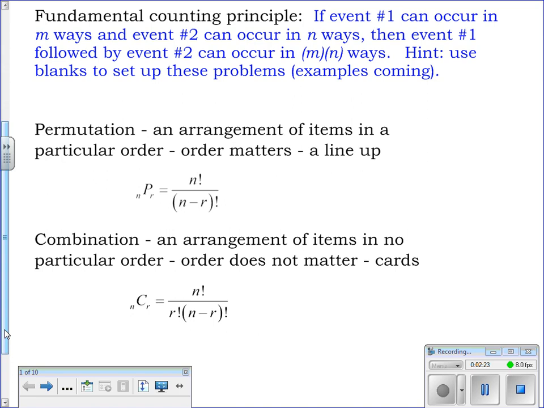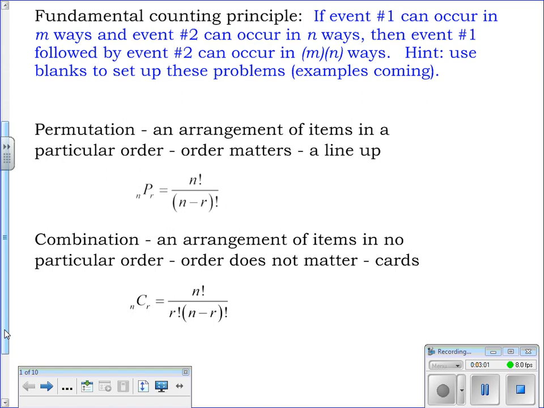A permutation is how many ways you can arrange items in a particular order. In a permutation, order matters. The order in which they appear makes a difference. So if I'm pulling letters out of a bag and I have the letters C-A-T, well, I can spell cat, I can spell act, I can spell tac. The order of the letters matters. That's a permutation.